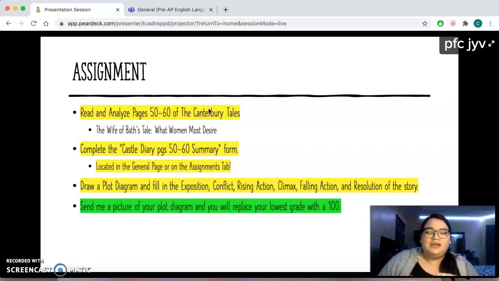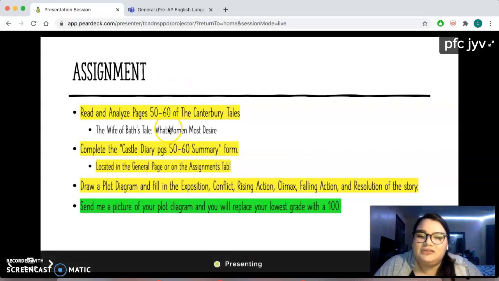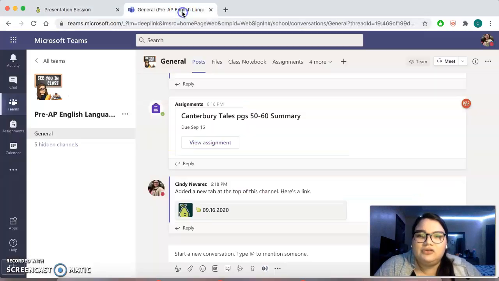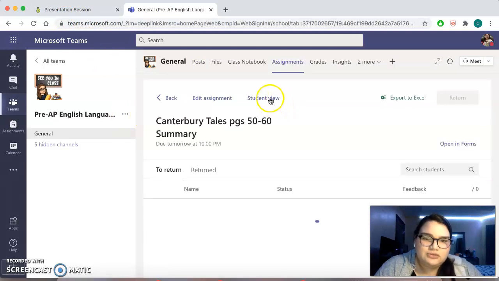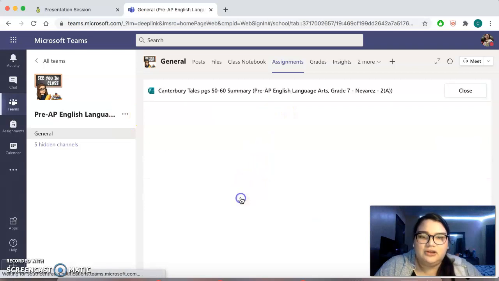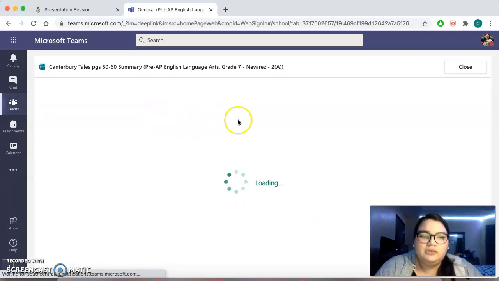And I actually made a typo, my bad. You're going to read the pages, annotate any important things, and then after you're done reading, you're not going to complete the Castle Diary. I meant to say Canterbury Tales, pages 50 through 60 summary. So if you go to your general page, you're able to see that assignment right here. You're going to click View Assignment, and then it's going to take you to this. And you're going to have to click this link, and then it's going to load the form.